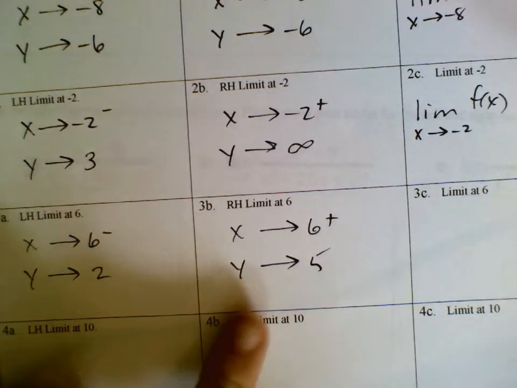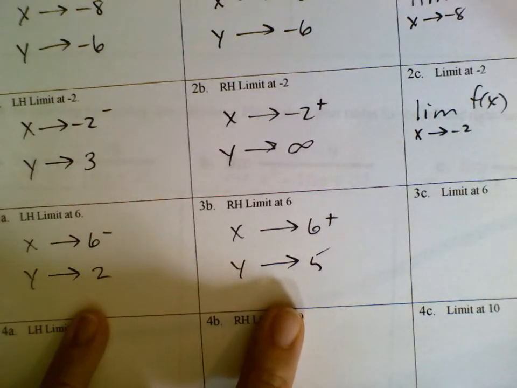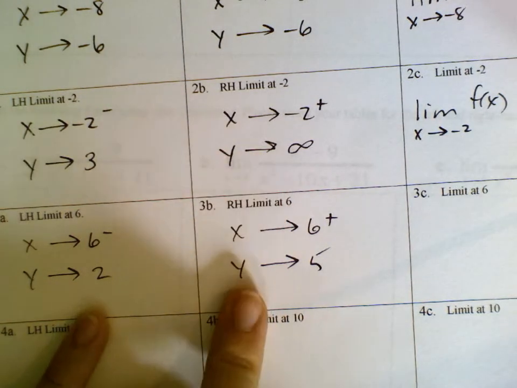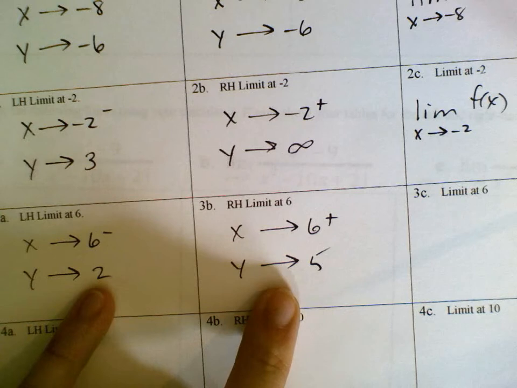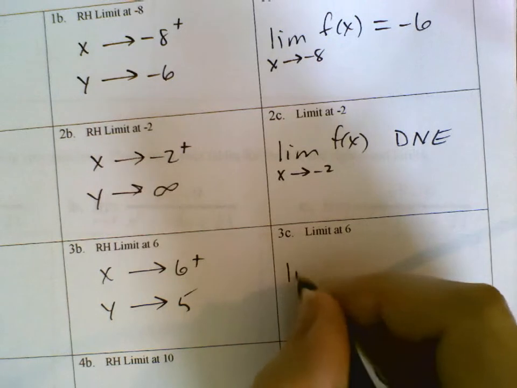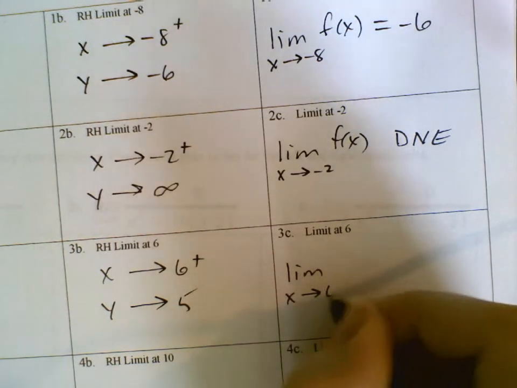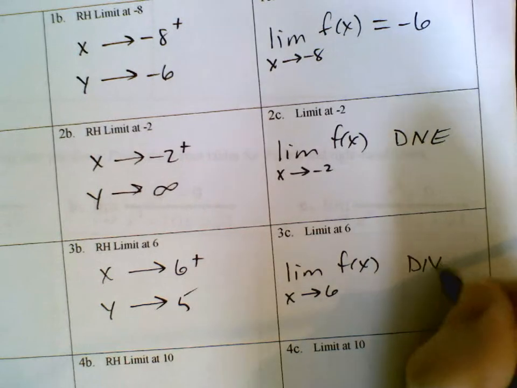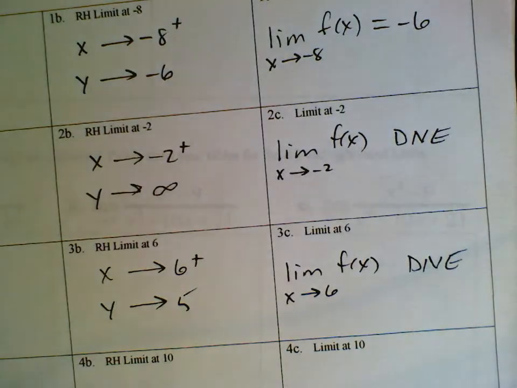So since the left-hand limit and the right-hand limit, they both exist this time. Previously, the right-hand limit didn't even exist. But they both exist this time, but they are not agreeing. They're not the same. So again, we have a situation where the limit does not exist. So the limit as x approaches 6 of this function f of x, again, does not exist.